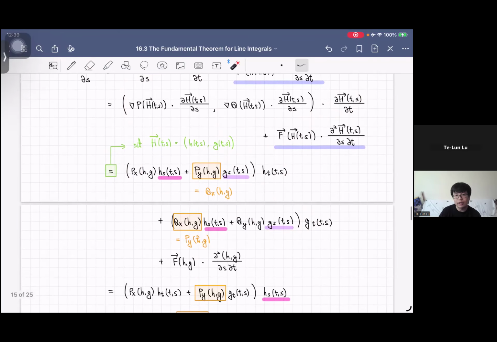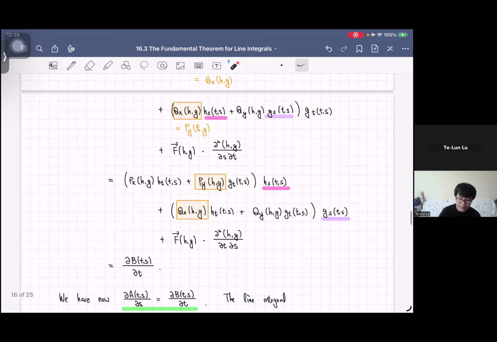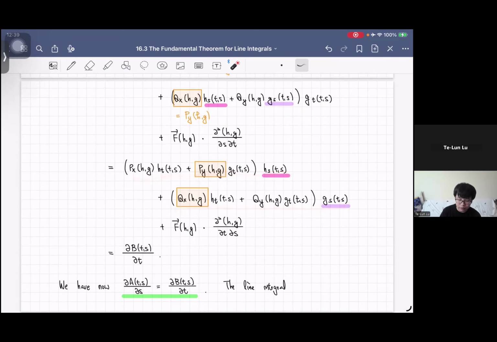Okay, so now is where we include our condition. We know that the differentiation of q with respect to x is the same as the differentiation of p with respect to y, right? So p_y here can be given by q_x, and q_x here can be given by p_y. How is that useful? Now we can rearrange our term. This guy is still the same here, but we move this p_y h_s g_t to here, and it becomes p_y g_t h_s. And then we put this guy here, which is q_x now, into the second bracket, and you get q_x h_t g_s, which is the same term as this guy, right? We see that basically you have the same term, but you're differentiating with respect to t first, and then s. So that'll be basically the partial differentiation of b with respect to t, by definition.